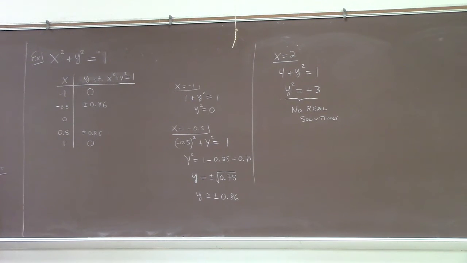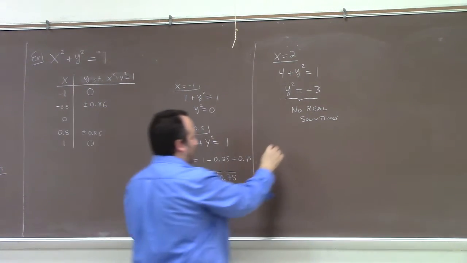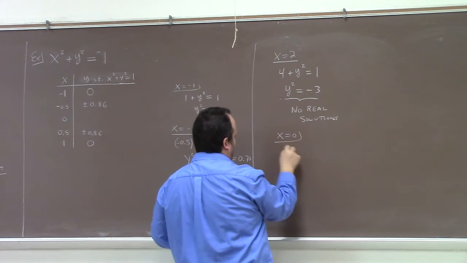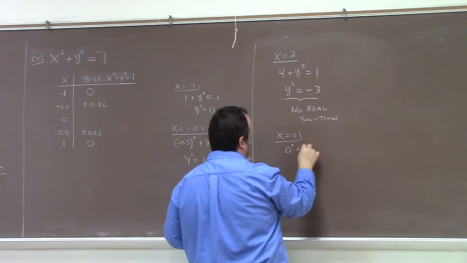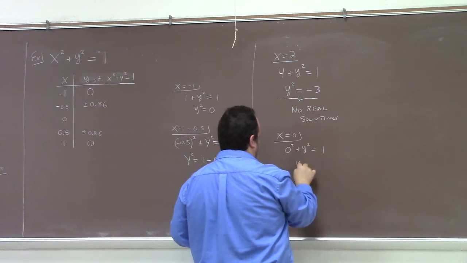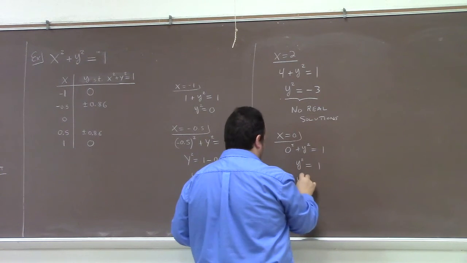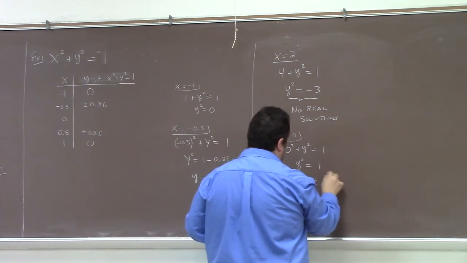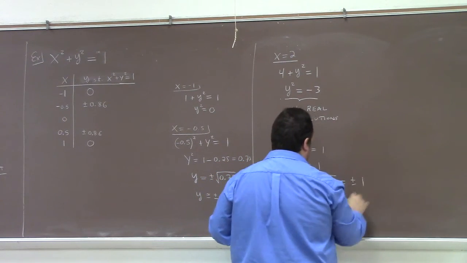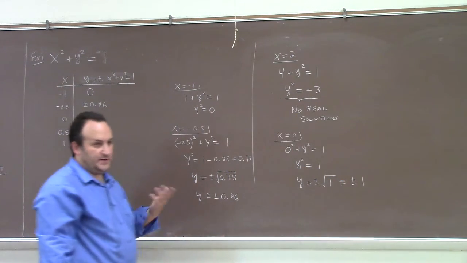One more to do. What if we plug in x equals 0? We get y squared equals 1, right? So y is equal to plus or minus the square root of 1, also known as y is plus or minus 1.